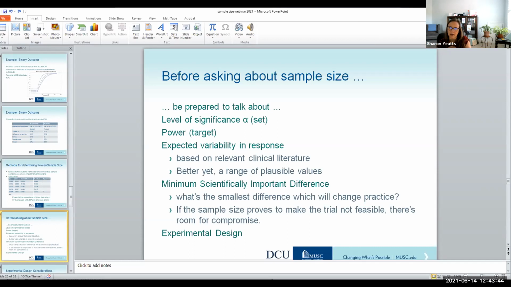Be prepared to talk about the minimum scientifically important difference. What's the smallest difference that's going to change practice? And then if that sample size proves to make the trial not feasible, there can be some room for compromise. And I would argue to be open in terms of your experimental design, because, like the futility design versus the superiority design, there may be other approaches that will allow you to more efficiently answer your question.